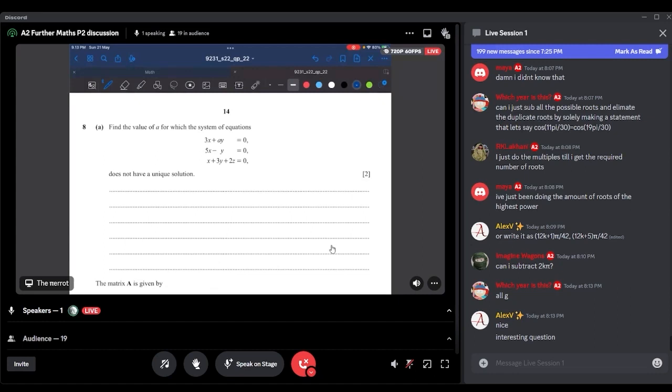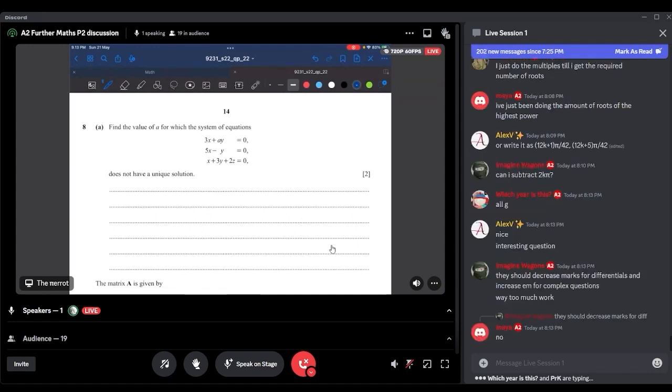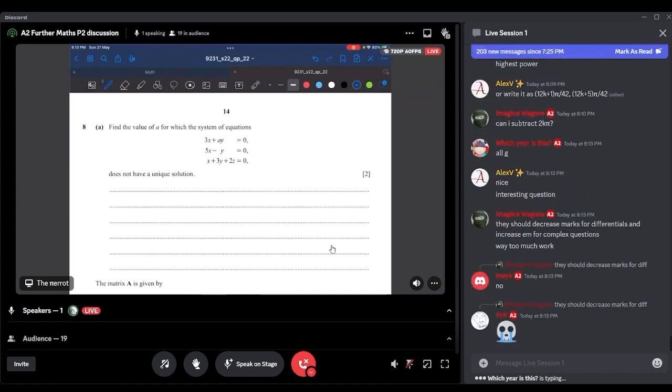So first of all, you should decrease the marks for differential equations. Increase them for all complex. Yeah, I agree. I agree. Because differential equations are easier.